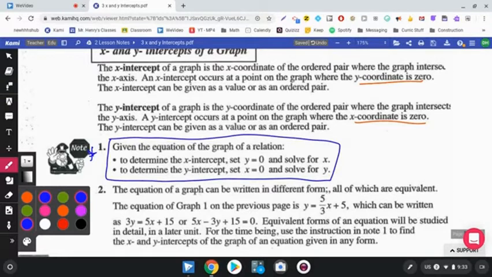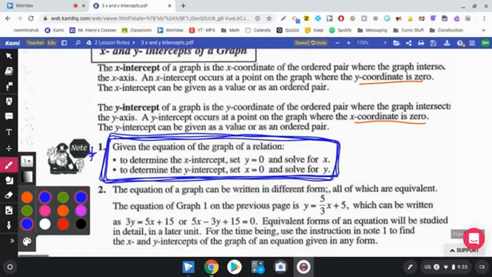If I want to determine the y-intercept, I set x equal to 0 and then I solve the rest. So using algebra, I can actually find x and y-intercepts. And this is something where you're going to learn many, many different types of equations. We're going to look at all sorts of different things, not just in this course, but moving on.